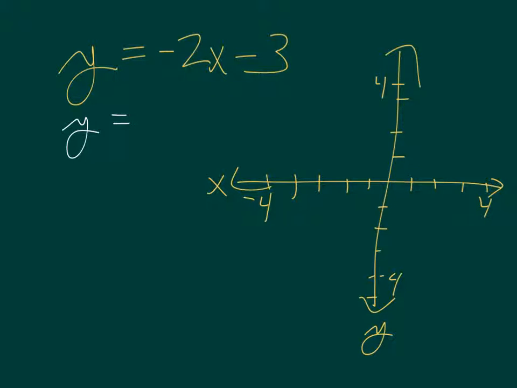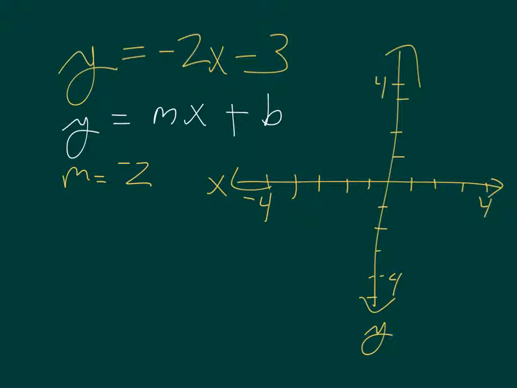It is in what we call slope-intercept form. That is, if it's in this form where it's y equals something x plus or minus something, the number in front of the x, that coefficient, is the slope. So my slope is negative 2, very careful.